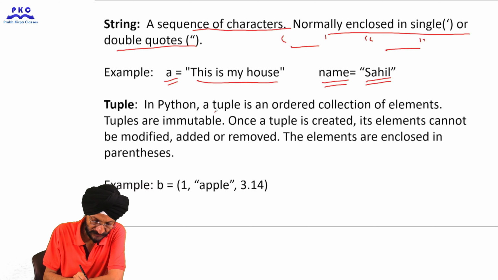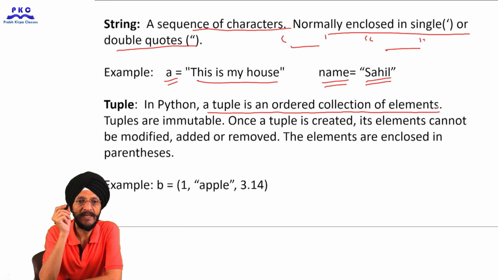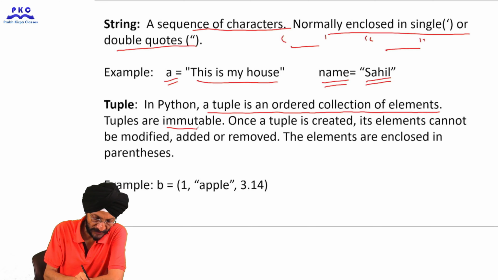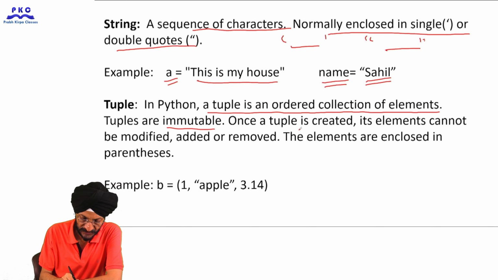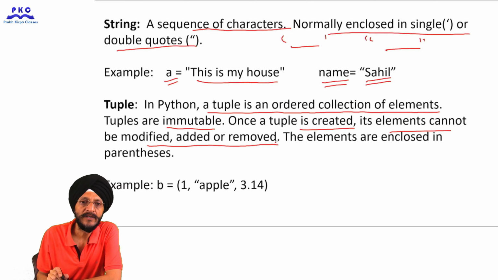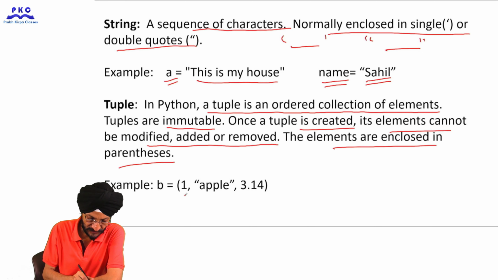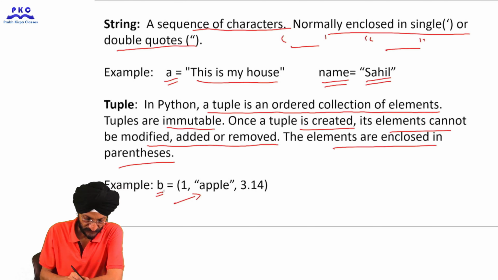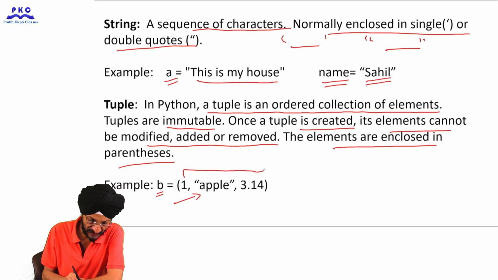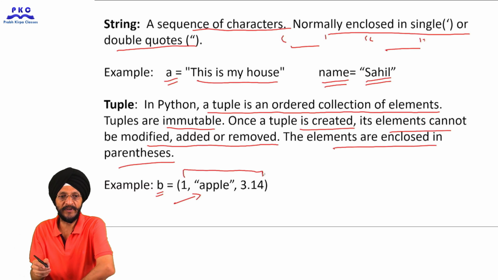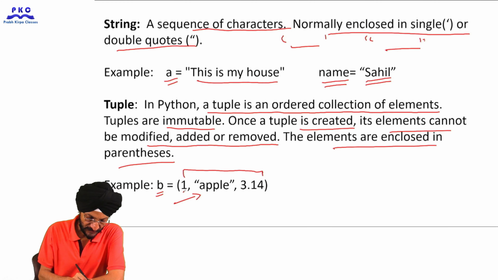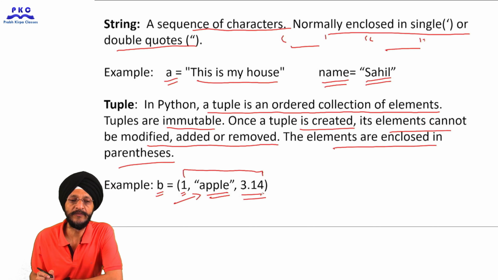Tuple. In Python, a tuple is an ordered collection of elements. Tuples are immutable. Immutable means once a tuple is created, its elements cannot be modified, added, or removed. The elements are enclosed in parentheses. Here is an example of a tuple: b is the variable and these are the elements: 1, apple, 3.14. 1 is an integer, apple is a string, and this is the floating value.